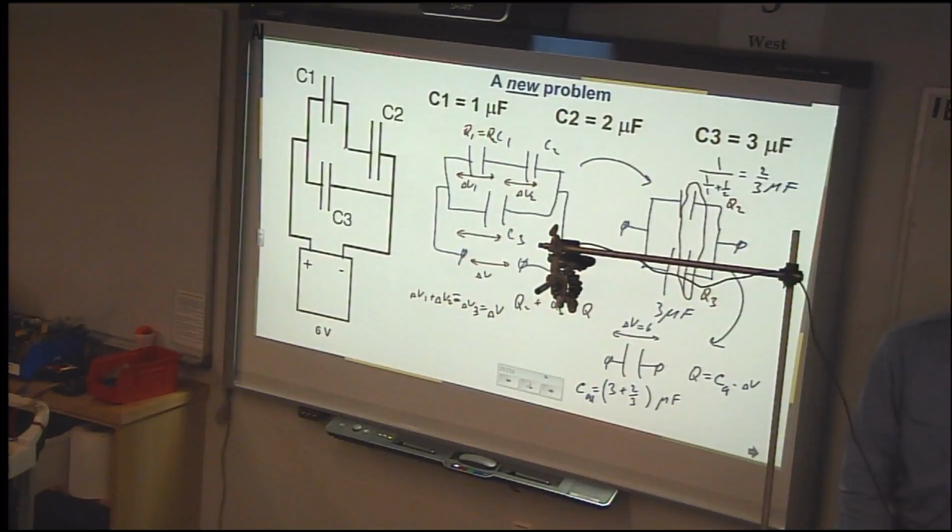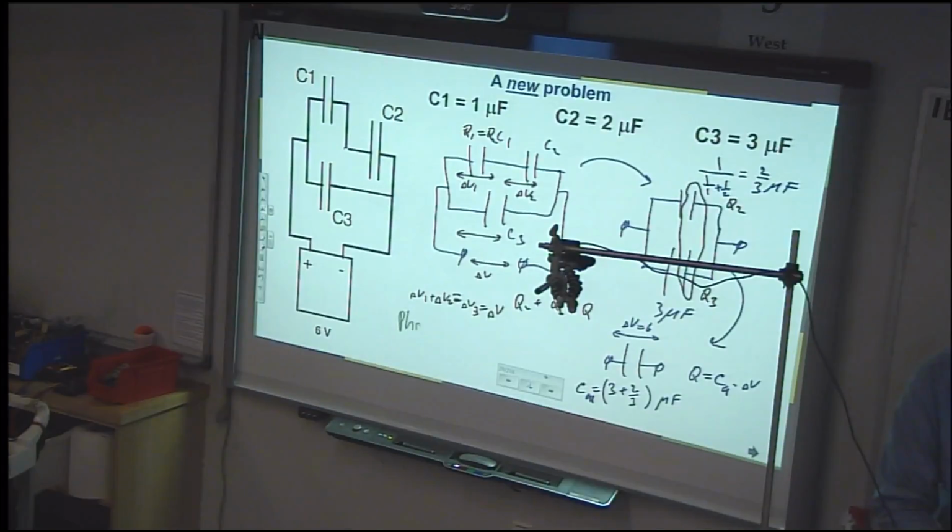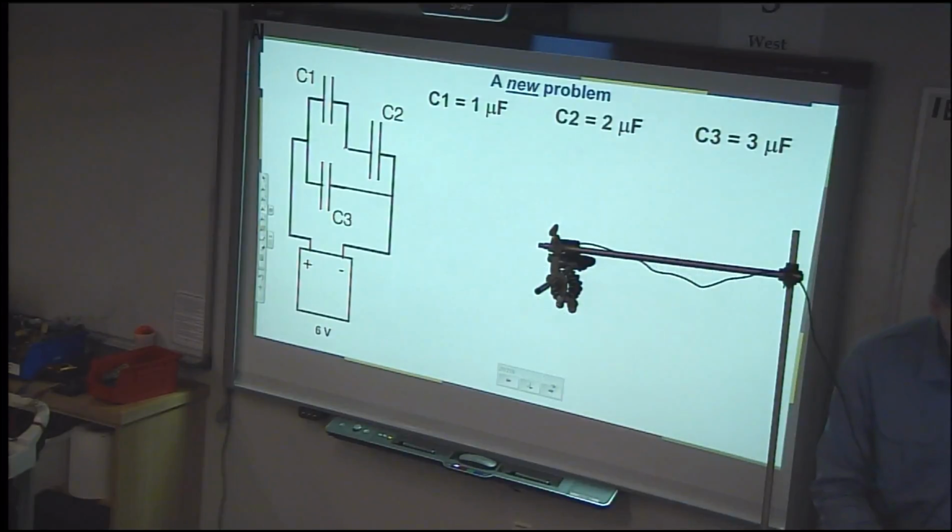I believe you have a very similar homework problem, so you can practice using this approach. What should I write? You know what I should write right now? Physics is done. So from that point forward, it's your problem, not mine.